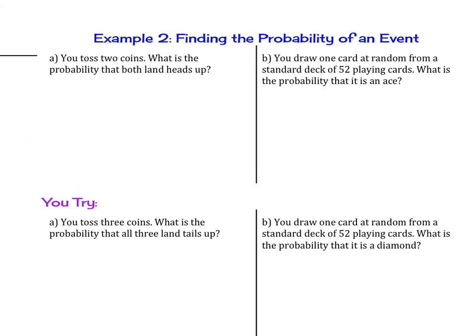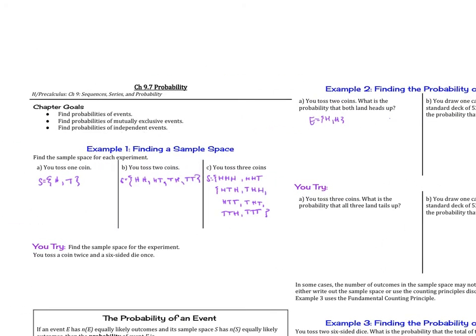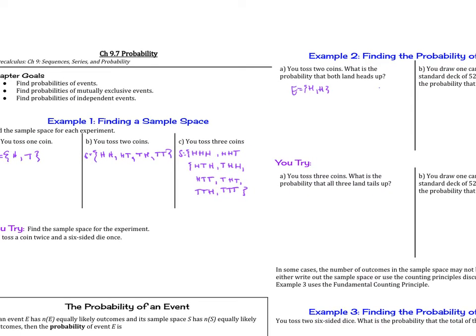So let's find the probability of an event. You toss 2 coins. What's the probability that both land heads up? What we want is to get 2 heads. If we look at our sample space from before, we listed it already. Looking here, we have 1, 2, 3, 4 possibilities. The probability of the event is the number of equally likely outcomes over the number in the sample space. So it's 1 out of 4.